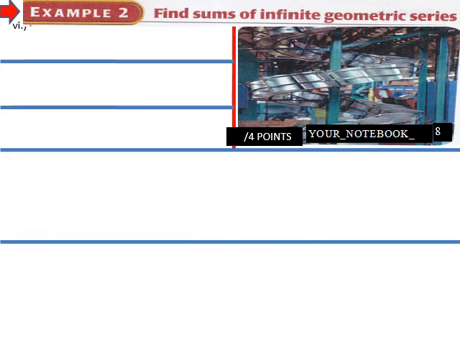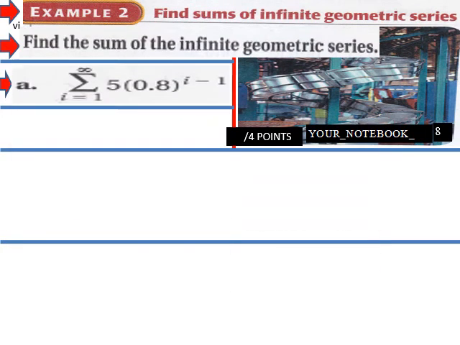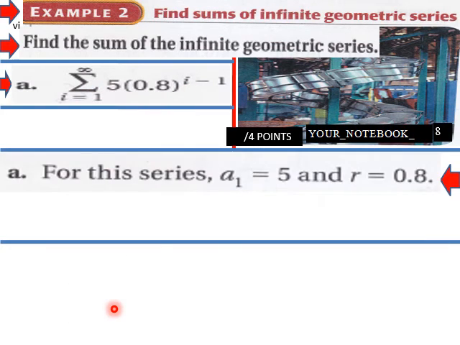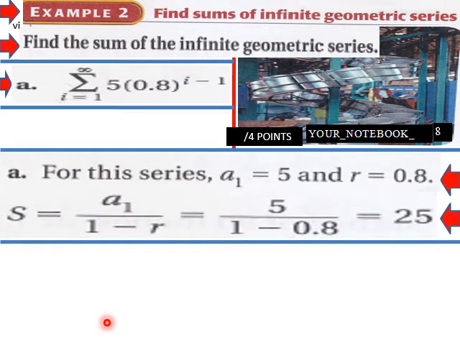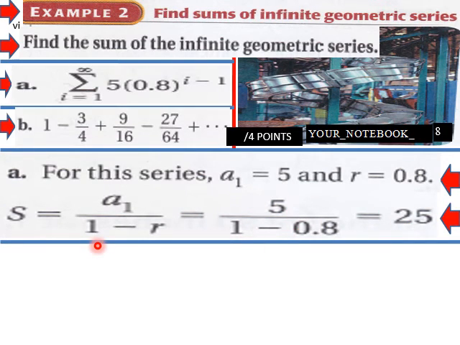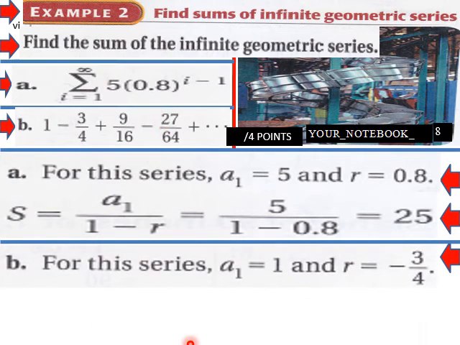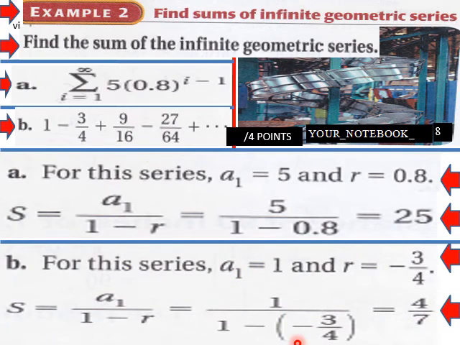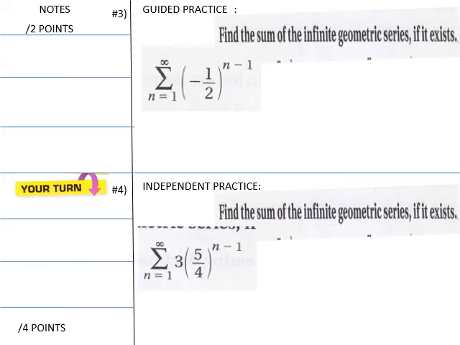Okay, for example, find sums of these infinite series. We have this situation here, 5 times 0.8 to the i minus 1. For this series, a sub 1 equals 5 and r equals 0.8. So we do our plug-in here, 5 over 1 minus 0.8 equals 25. And for b, this is our series here. For this series, a sub 1 is 1 and our r is -3/4. So when we do the plug-in here, it will come to 4/7.